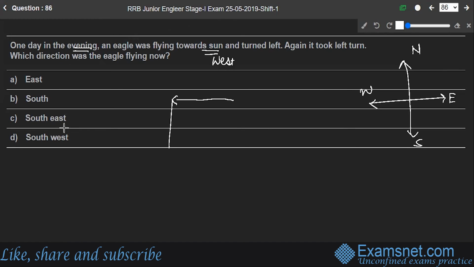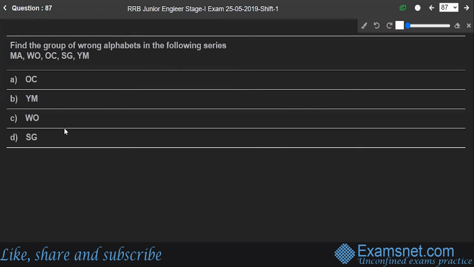Then it took a left turn. Now it is pointing towards south. And then it again took a left turn. Now this way. That means now it is moving towards the east. Which direction was the eagle flying? It was flying in the east direction. Hope you understood this. Let's move to the next question then. Question number 87. Find the group of wrong alphabets in the following series. So this is NAWOOCSGYM.